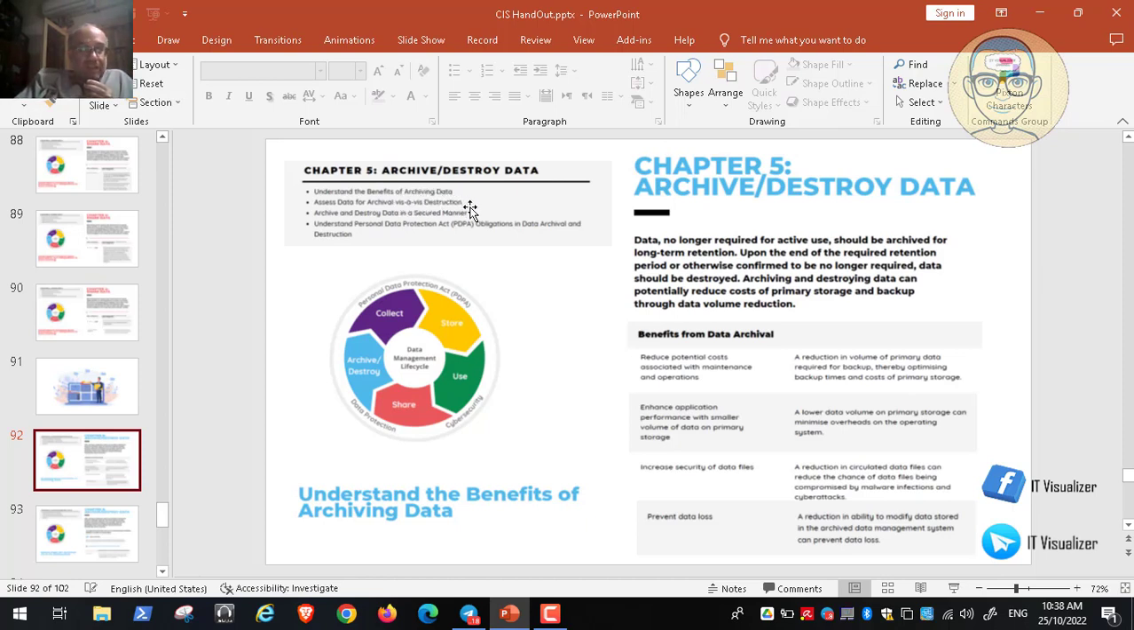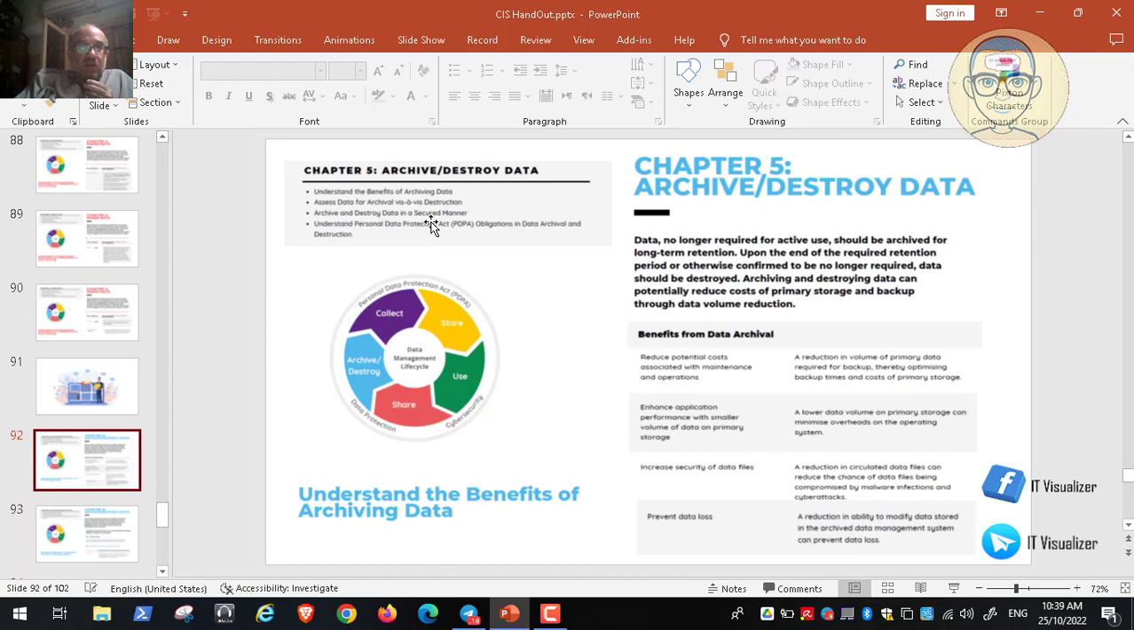So you need to assess the data, or let's see, we need to study the data carefully and give a decision to archive the data or to destroy the data, if it's no longer needed. Archive and destroy data in a secure manner. And if we need to archive the data, we need to archive it in a very secure manner, or when we destroy it, we need to destroy it in a very secure manner.